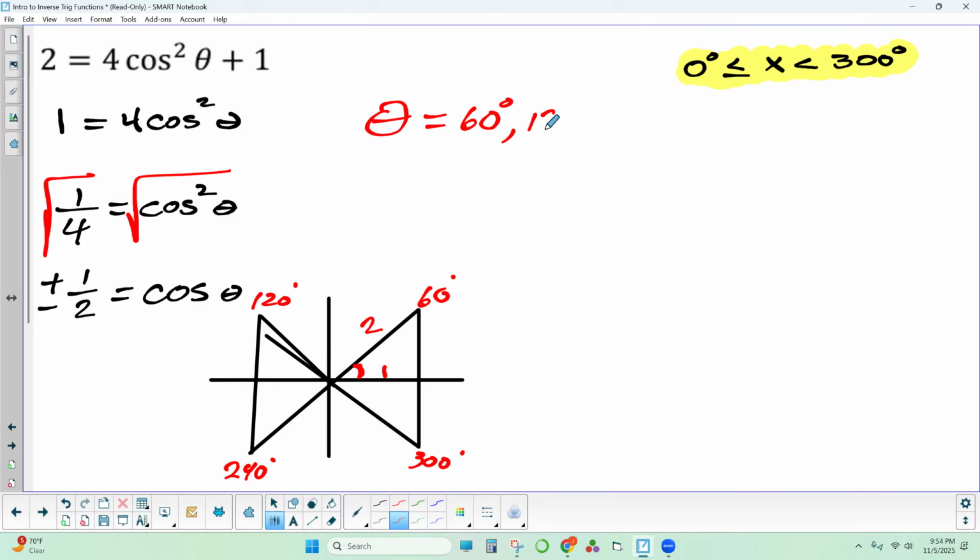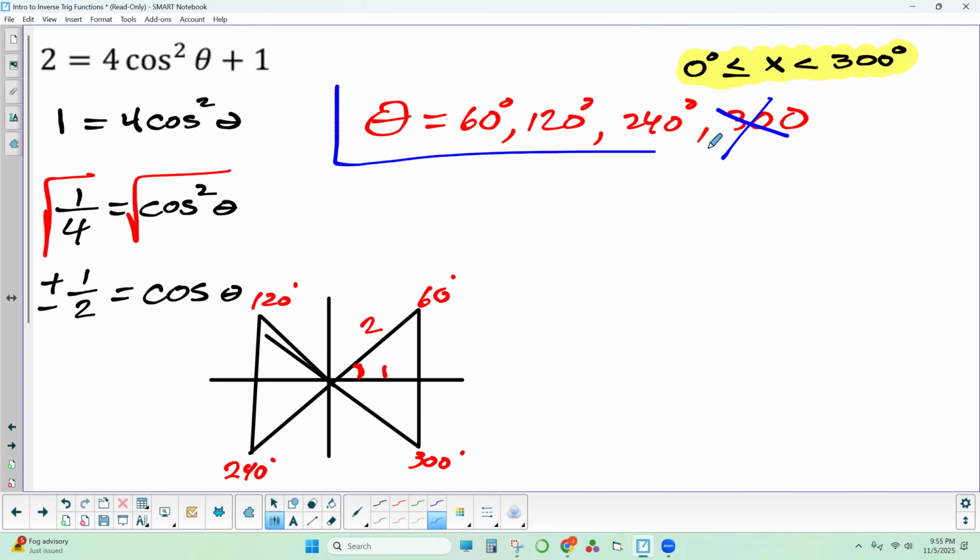Okay, so that is our answer: 60 degrees, 120 degrees, 240 degrees, and 300 degrees. If we were looking from 0 to 2 pi, but we're looking at 0 to 300. So this isn't 0 to 360, 0 to 300. Now, 300 is not included, so we have to get rid of that. 60, 120, 240 all fit within the interval. We're good. Those are our solutions, and we are done.